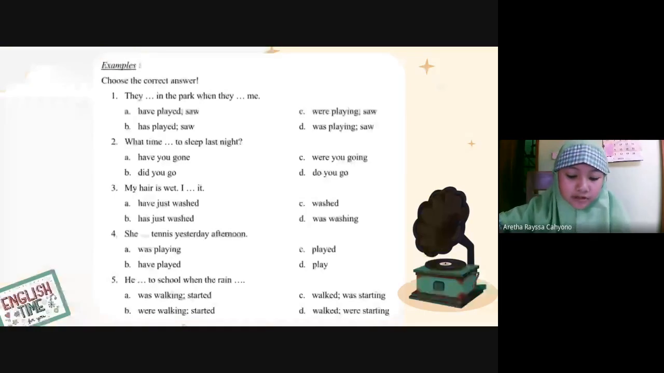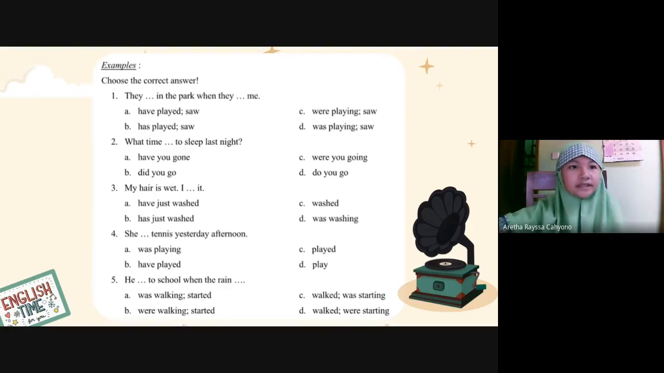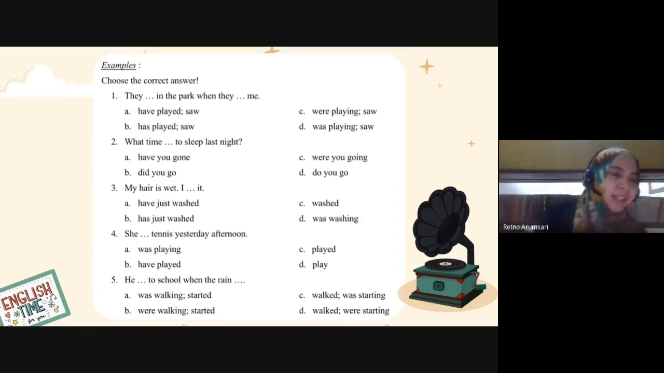Areta, which one do you have? C. Number one, dear. Yeah, number one. They were playing in the park when they saw me. Excellent, Areta. Yes, what is the clue, guys?